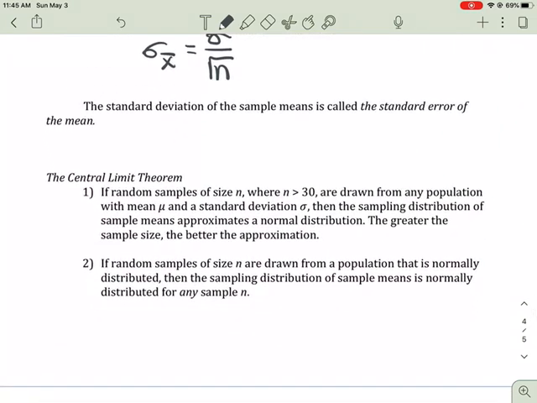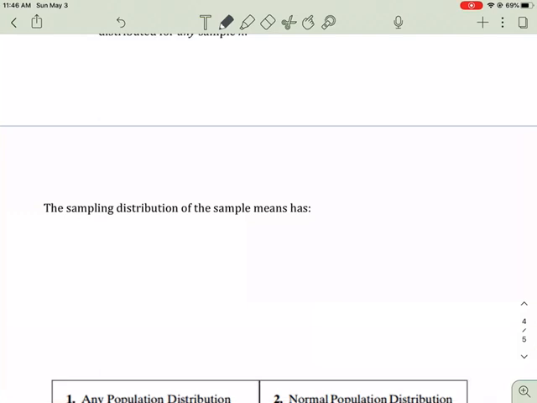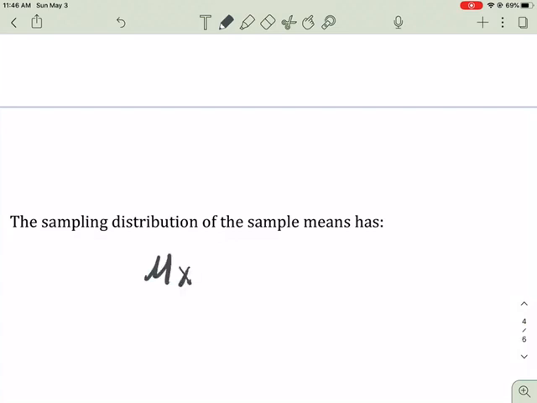Okay. Now, if we take a random sample, so this is the second part. This has two parts. The sample is drawn from a population that is normally distributed. So it's normal to start with. Then it doesn't matter what our sample size is. So if your population is normal to begin with, like ACT and SAT scores, then it doesn't matter what sample size we take many, many times. Okay, so the sampling distribution of the sample means, I want you to remember, this is important. You need to know that. So this was part of our property. This is part of the central limit theorem, that the mean of the sampling distribution is equal to the mean of the population.